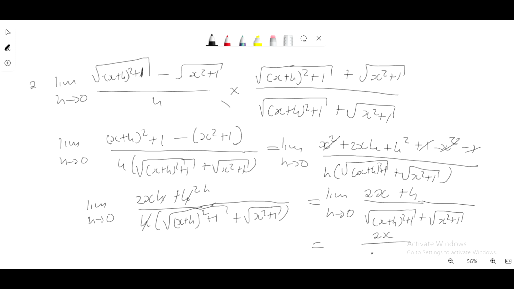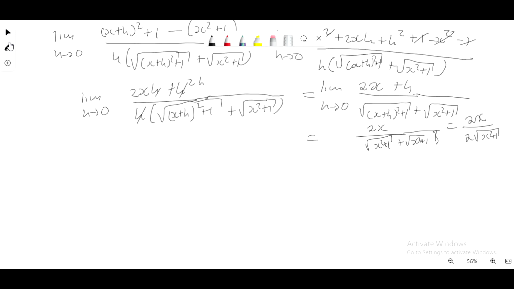I'm going to have x, the square root of x squared plus 1, plus the square root of x squared plus 1. So now I have what? 2x over 2 square root of x squared plus 1, right? So the final answer is what? The final answer is x over the square root of x squared plus 1. Okay, that is the final answer.